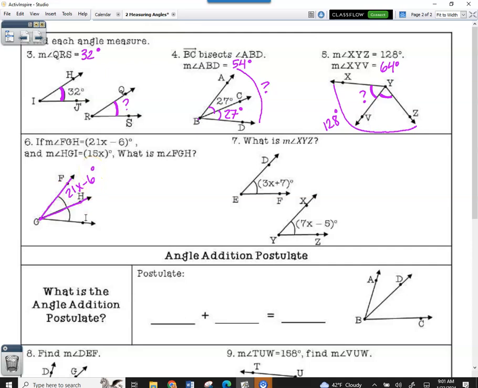Then it says HGI is 15x. HGI is 15x degrees. It says, what's the measure of FGH? So the goal is the actual degree measure of this angle right here.